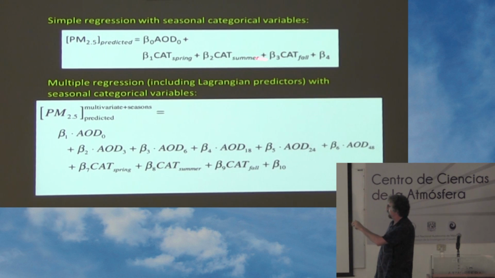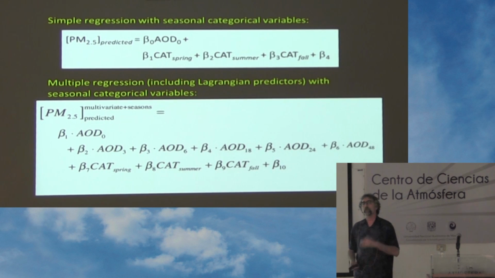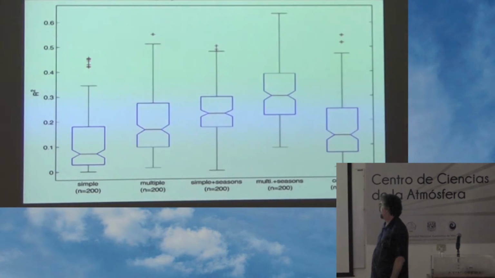So these are the new variables, CAT. They are seasonal categorical variables. They have a value of 1 or 0, depending on the season. And what we find is, let's see, oh, sorry. So here was our simple model that you saw before. Here's the multiple model that you saw before, which represents an improvement. Here is the simple model, including the categorical variables. That provides a lot of improvement compared to the regular state-of-the-art model.